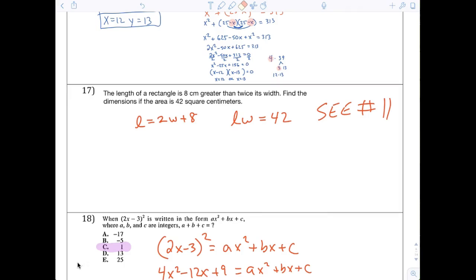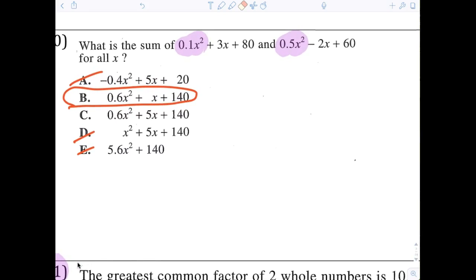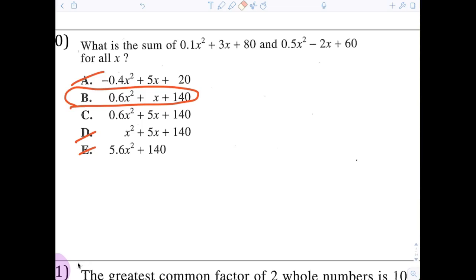Ben, can you go to number 20. All right, let's look at 20. Now, this is why I was mad at some of you. Sum means to do what? Add. What is 0.1x squared plus 0.5x squared? 0.6x squared. So I know it's not D or E or A. Agreed? And now, 3x minus 2x is 1x. So the answer had to be B. Right, Ben?